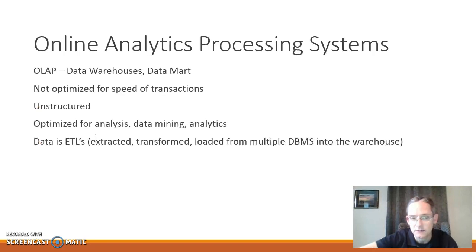And then there's this other layer, which is a little bit different, a little bit newer, which is OLAP, the Online Analytical Processing systems. Data warehouses, data marts, these are not optimized for speed of transactions. They're unstructured. What they're optimized for are analysis, data mining, and analytics. So a lot of your information systems from a management perspective are going to be hitting against these OLAP systems now. This is what you're seeing now with Hadoop and all these kinds of data analytics architectures that are being implemented.